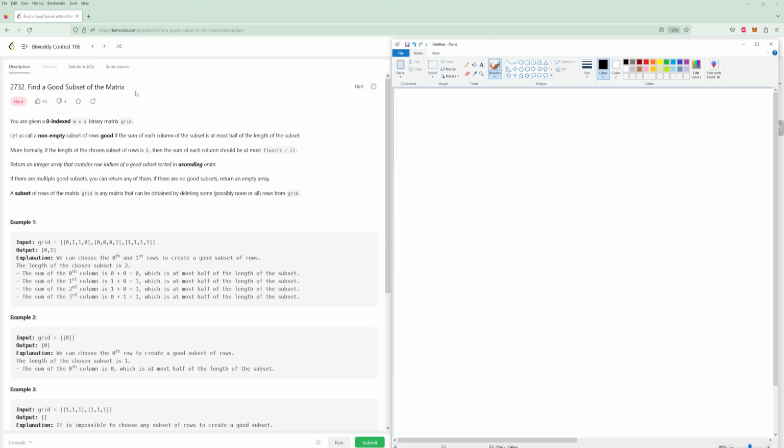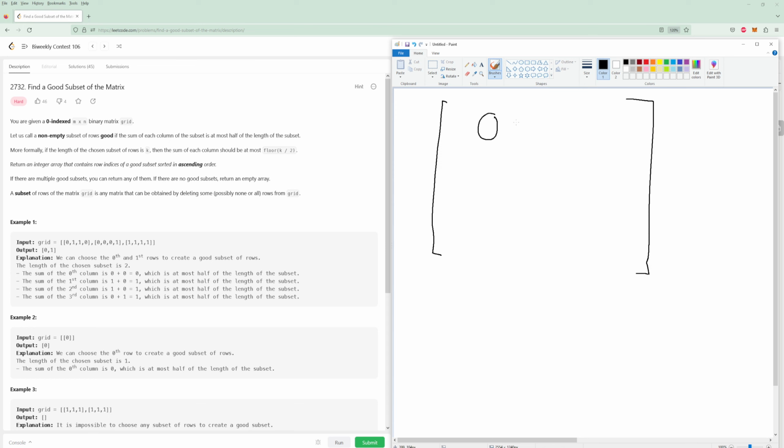You're given a matrix m by n, and it says let's call a non-empty subset of rows good if the sum of each column of the subset is at most half the length of the subset. Return an integer array that contains row indices of a good subset sorted in ascending order. If there are multiple good subsets, you can return any of them. And if there are none, return an empty array. A subset is some rows that can be obtained by deleting some or none or all rows from the grid. Okay, so let's start with example one, and let's see what they mean.